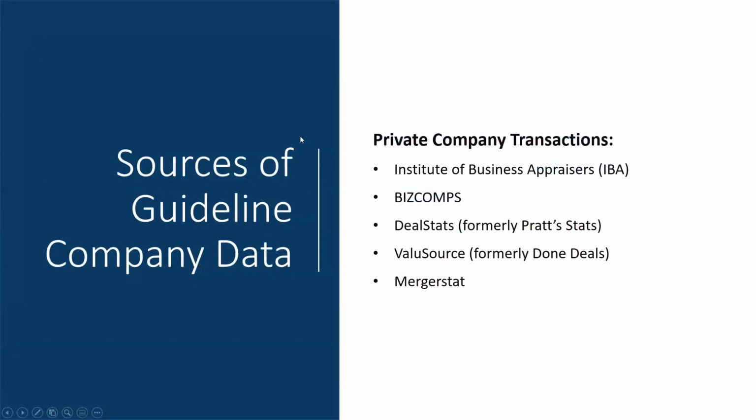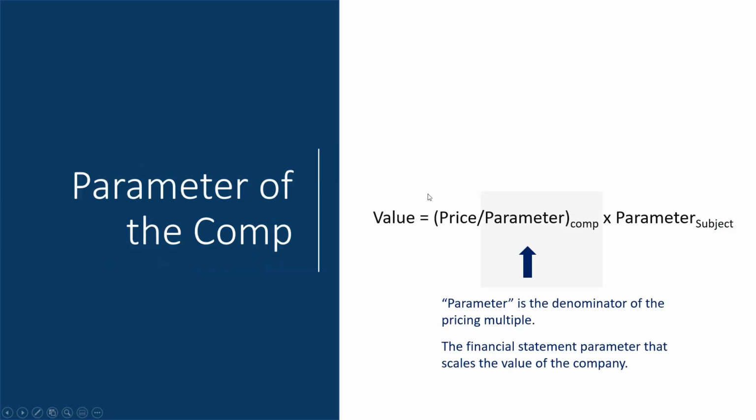The private company transactions, there are again lots of different databases you can have subscriptions to, but here are some of the most common ones: the Institute of Business Appraisers, IBA, BizComps, DealStats, ValueSource, MergerStat. And some of these databases, these companies are purchased by other companies, so their names can be ever changing. But these were the names of the businesses on the date of this video. And we walk through what these different sources are good for. Some are good for very small companies, others are good for more medium to small businesses, and others have a good mixture of publicly traded companies in addition to private companies. But you have to know what the different databases are good for and what information they have.